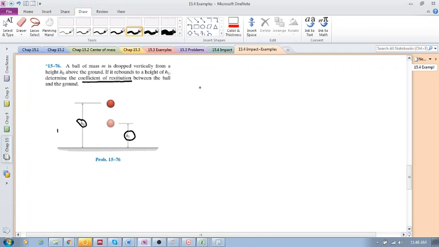Okay, so just like I always do, I go straight for the money. You want the coefficient of restitution? Here it is. E is VB2 minus VA2, so it's the difference in velocities between the two particles over VA1 minus VB1. Okay, great.